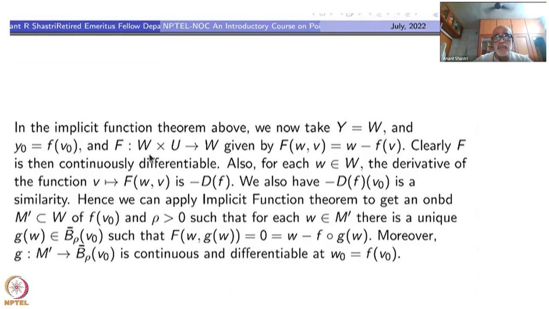Now, you take capital F from W cross U to W. In fact, some neighborhood of y naught and v naught I should take, but I can define this map from the whole of W cross U to W, given by F(w, v) equals w minus f(v). Very simple function. Okay, capital F. This is what we are going to apply the implicit function theorem to. Then F is continuously differentiable as a function of v. That's what we wanted, first of all. In fact, this is continuously differentiable even in terms of w also. So all the hypotheses that we needed are satisfied.